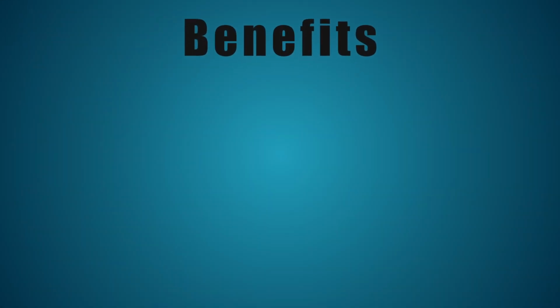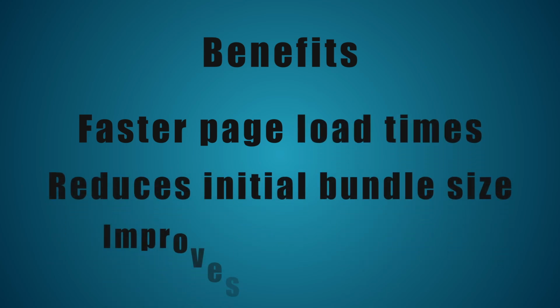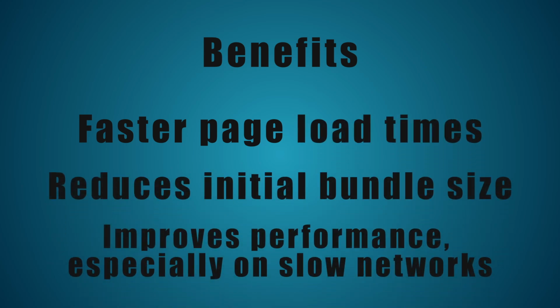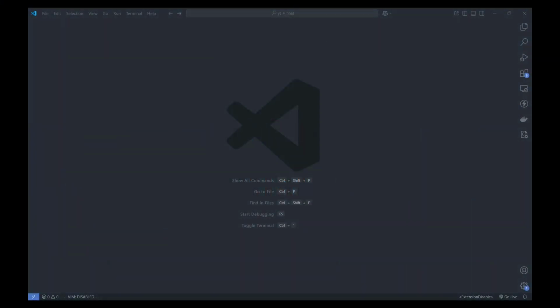They help us in achieving faster page load times on the initial load, reduce initial bundle size as we are only rendering what's needed, and the subsequent requests are made only when the user visits that page or clicks a button, etc. It improves performance, especially on slow networks, and works great with React Router. To sum up, code splitting is an essential optimization technique that improves performance by loading only what's needed. We use React.lazy and Suspense boundary and route-based splitting for the best results.